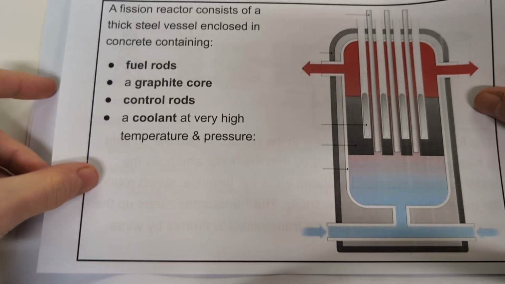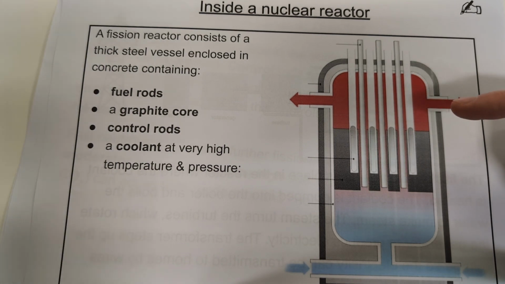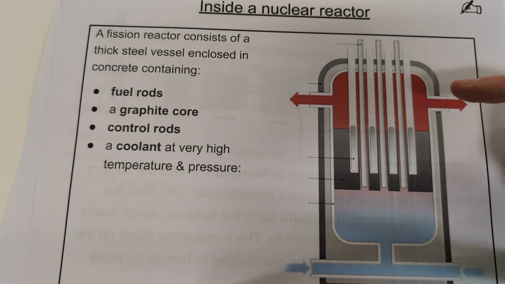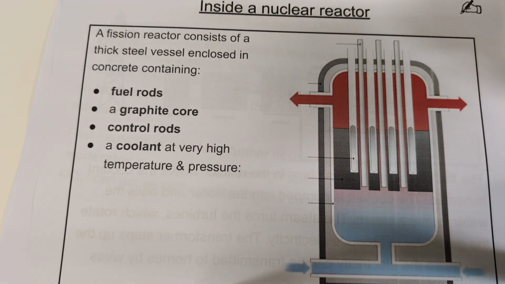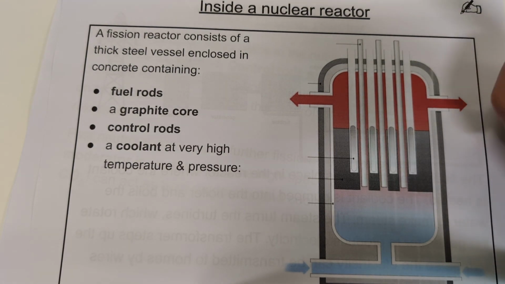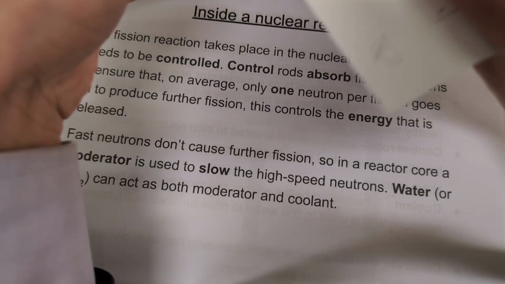So, here's a nuclear reactor. Inside this nuclear reactor, we have several things. We have fuel rods, a graphite core, control rods, and a coolant. We're going to have a look at what each of these 4 things are.